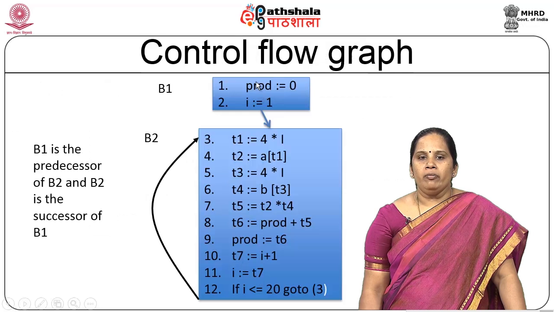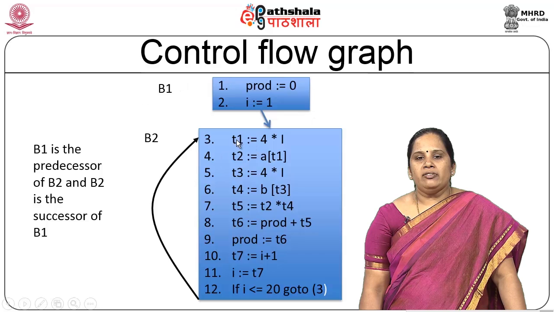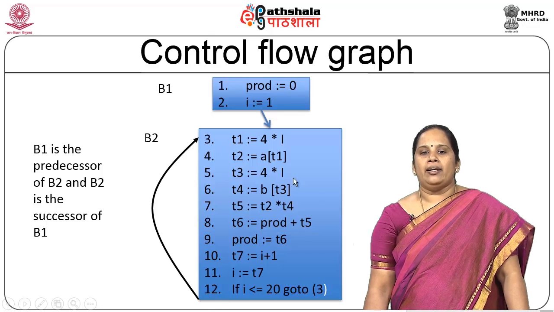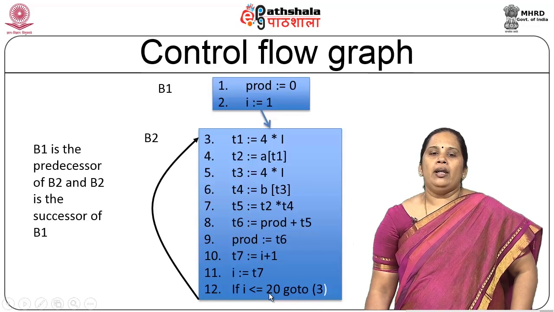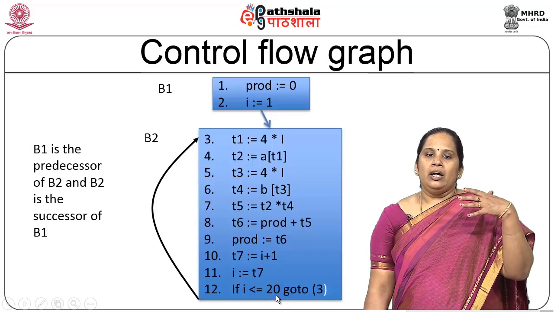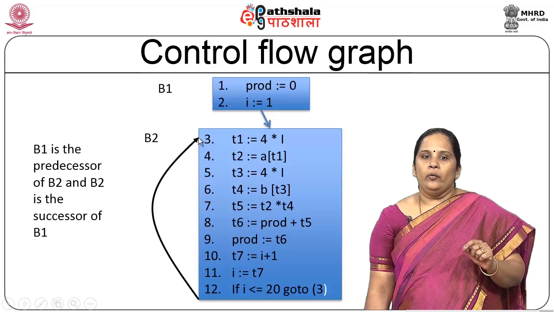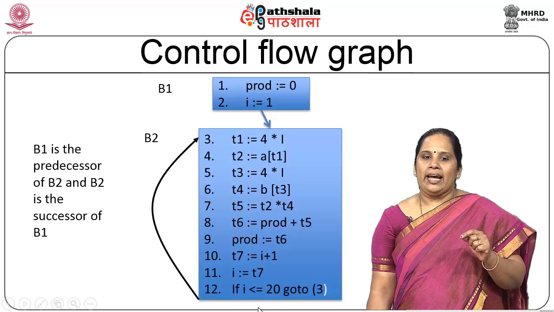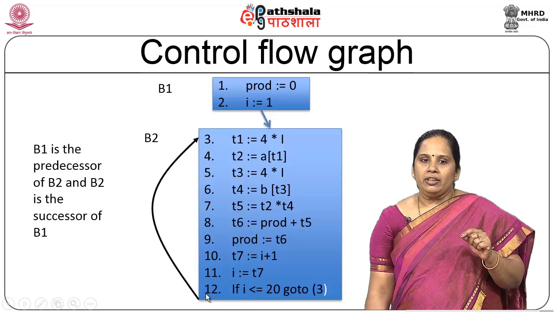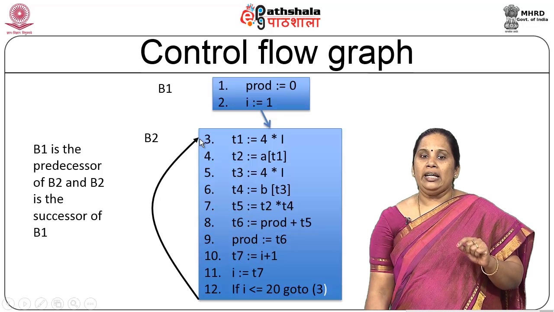So statements from 1 to 2 will be block B1, which is going to be a leader, and statements from 3 to 12 will be another leader, and after this 12, whatever is there will form the next basic block. And I have an edge from here to here, which indicates a control flow, because I have a target jump. So after this I have to go here.